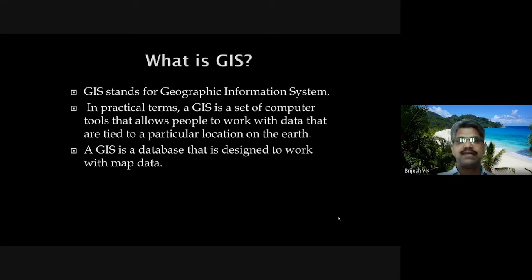Now, coming to exactly what is GIS. It's a computer-based system. As I told you, GIS is Geographic Information System, no doubt in that. In practical terms, a GIS is a set of computer tools that allows people to work with data that is tied to a particular location on the earth. A GIS is a database that is designed to work with map data. You can think of it like that also.